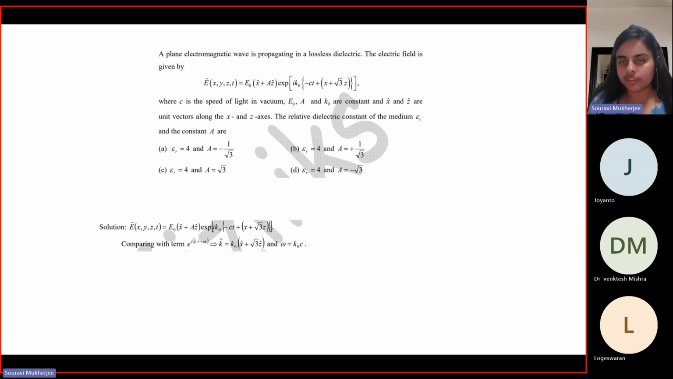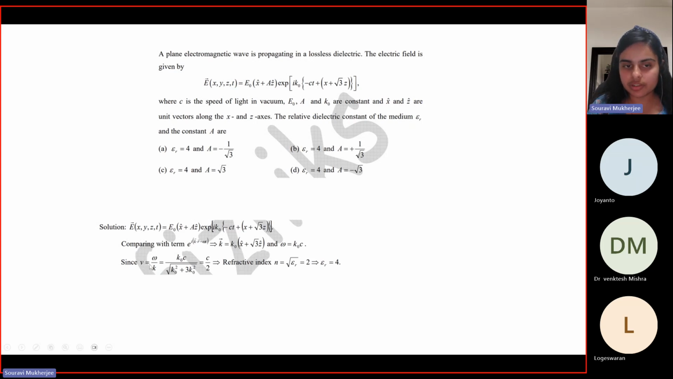One important point is that the dielectric constant is related to the speed of the wave, right? In vacuum, we know that the speed is c. In any other medium, the speed would be given as c by n, right? Where n is your refractive index, or the root over of the dielectric constant. So that means you have to find the velocity of the wave.